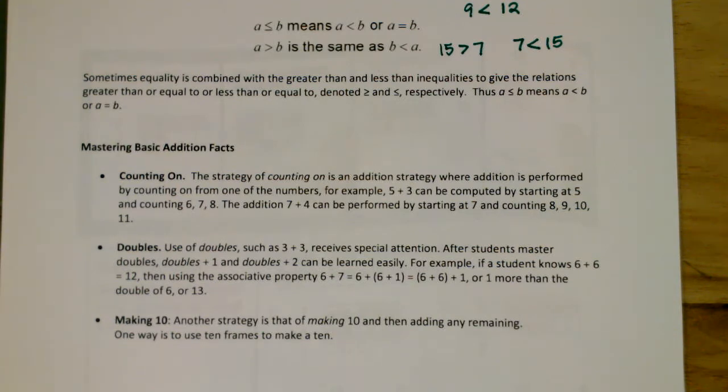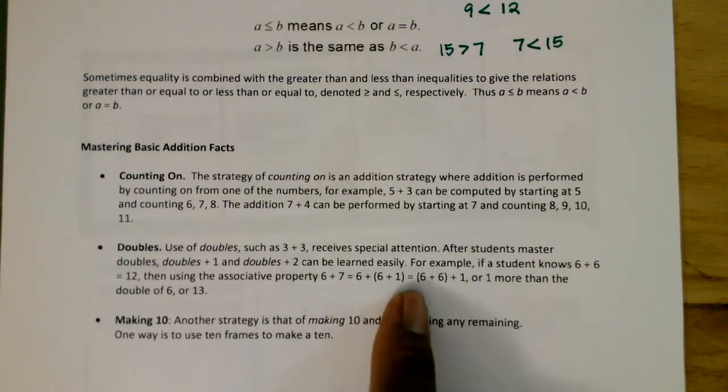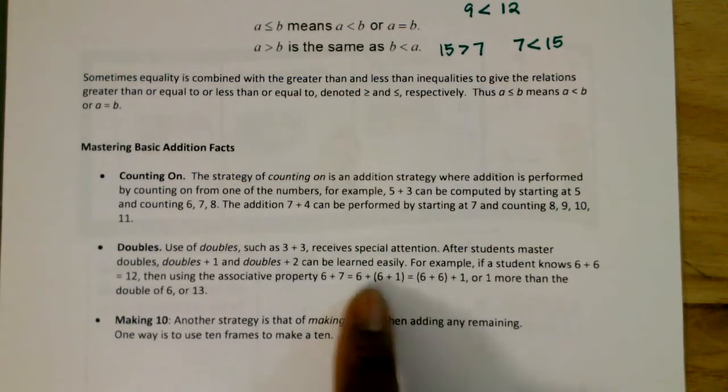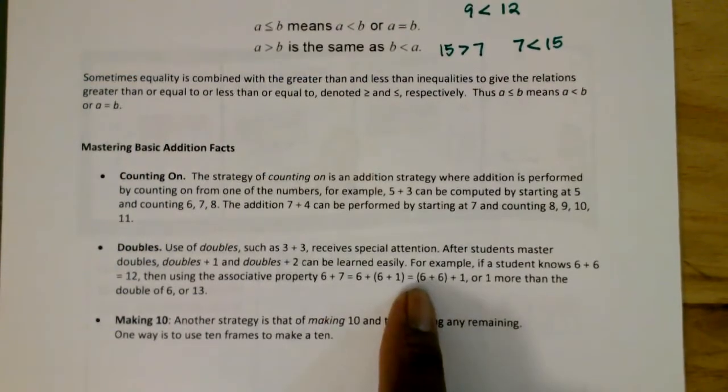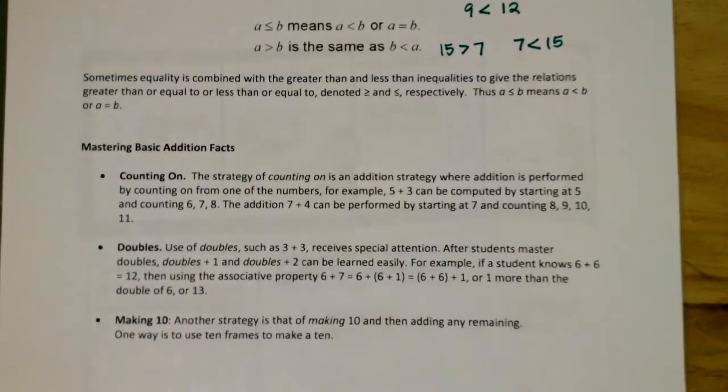Like if a student knows what 6 plus 6 is, which is of course 12, then using the associative property, 6 plus 7, we can break that up as 6 plus 1, or group that as 6 plus 6, which is of course 12, and then one more will make that 13.